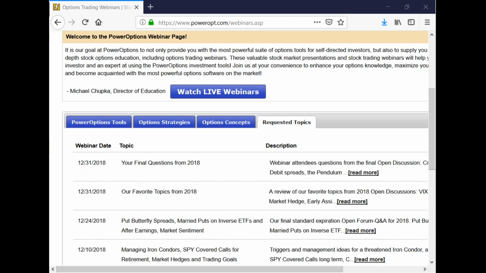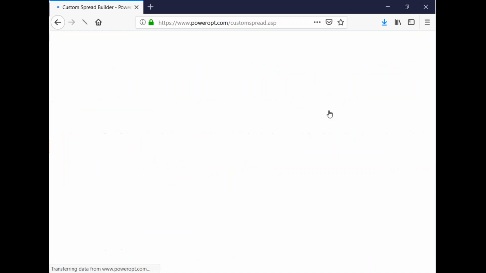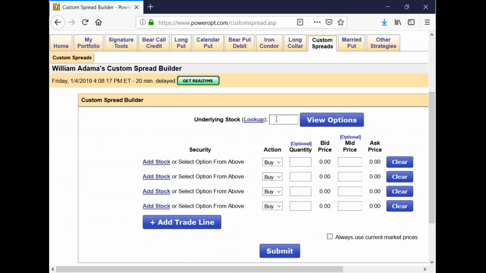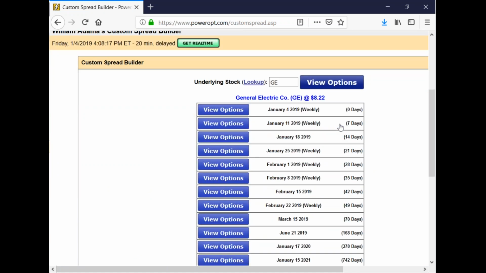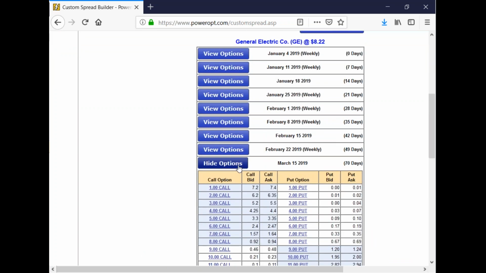So we're talking about a far out position. I have a GE call debit spread, 7 to 11. So we're talking about a bull call debit spread where we may have sold an out of the money call and bought an at or slightly in the money call on GE. Okay, so standard bull call debit spreads at 8.22, and we're out to March.